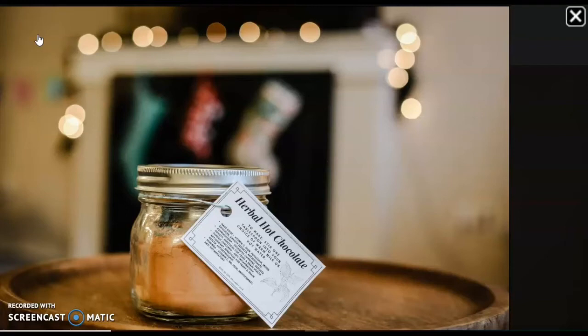Some of the things that this herbal hot chocolate is going to be good for: number one, you have turmeric, which is a really good anti-inflammatory. You have cinnamon, which helps with blood glucose levels. So if you're suffering from diabetes, it's going to be really helpful. The ginger is really good for digestion. You have honey, which is a natural antibacterial. You have sea salt, which provides so many minerals for the body. And then you have chocolate, which is a natural antioxidant.